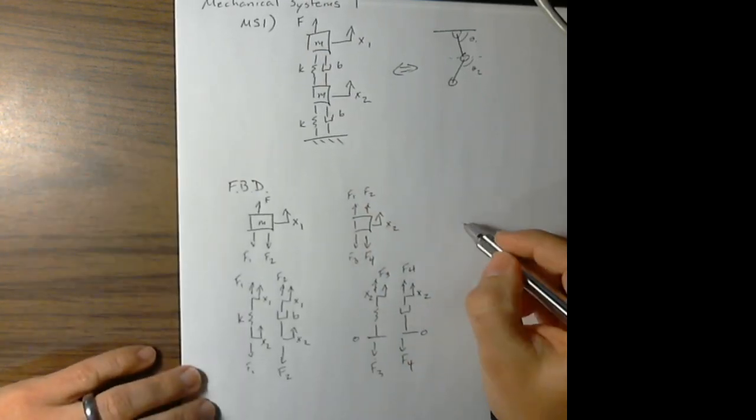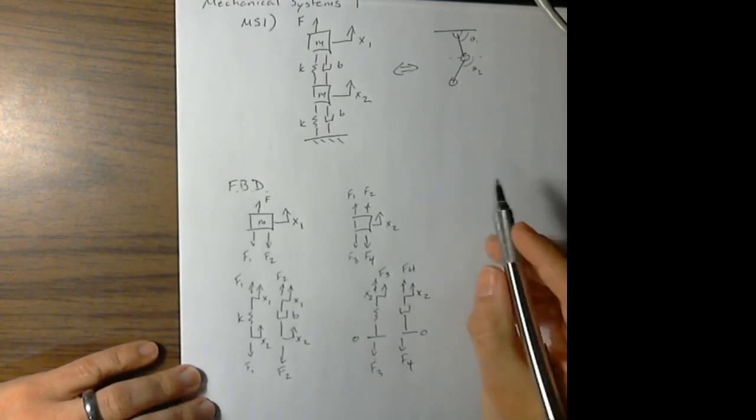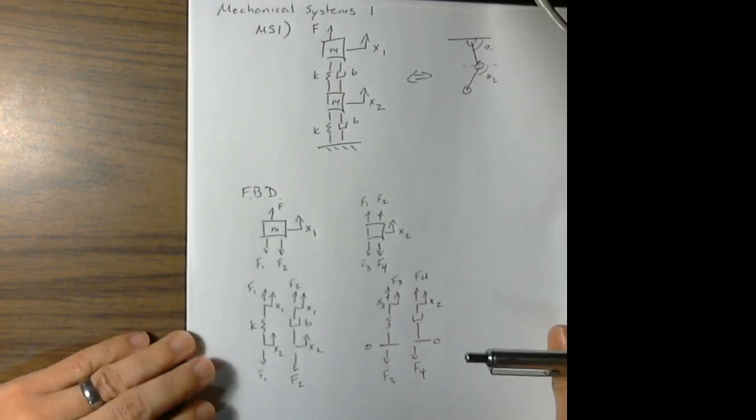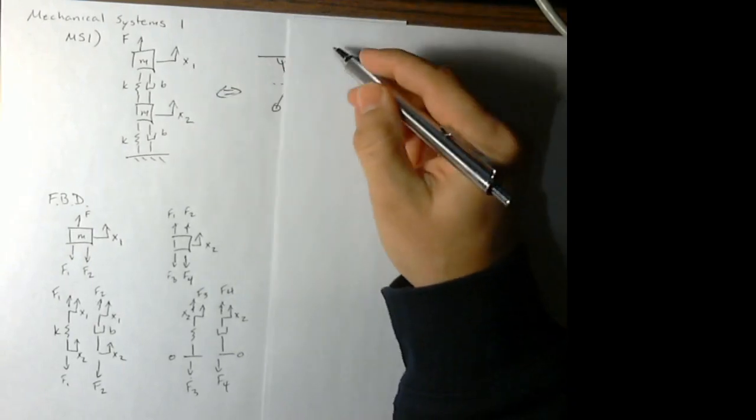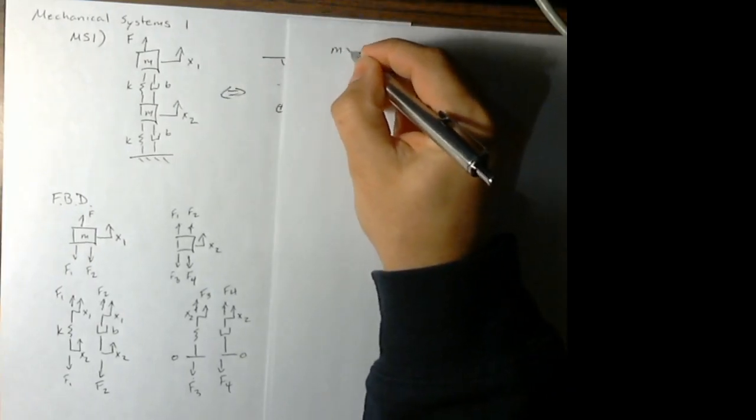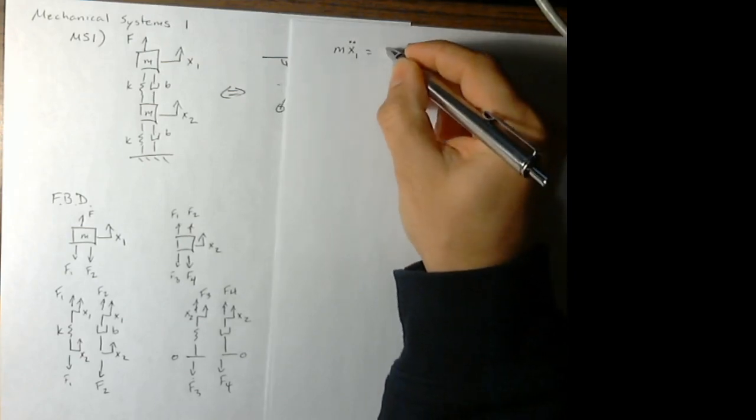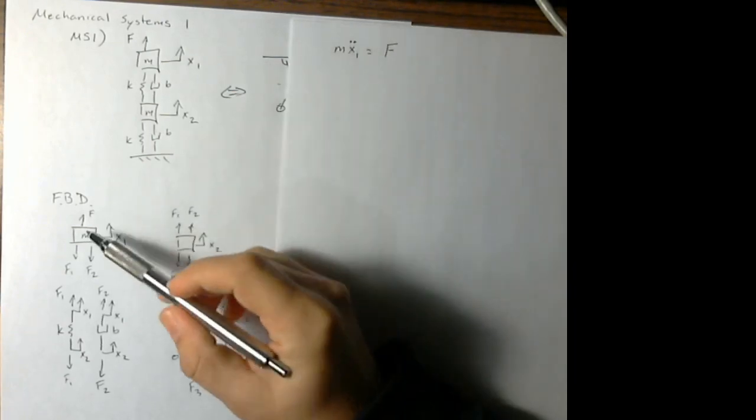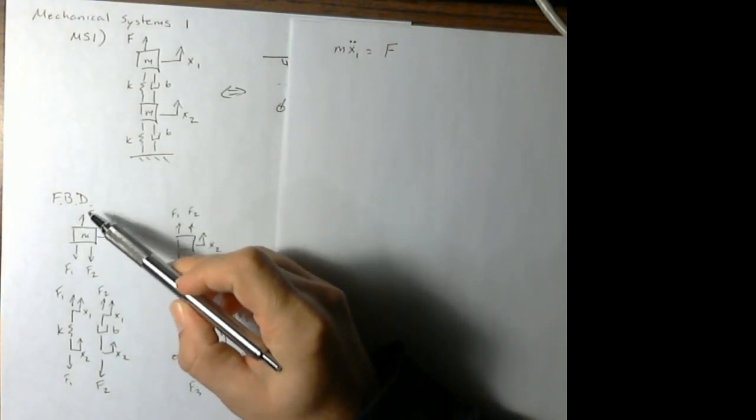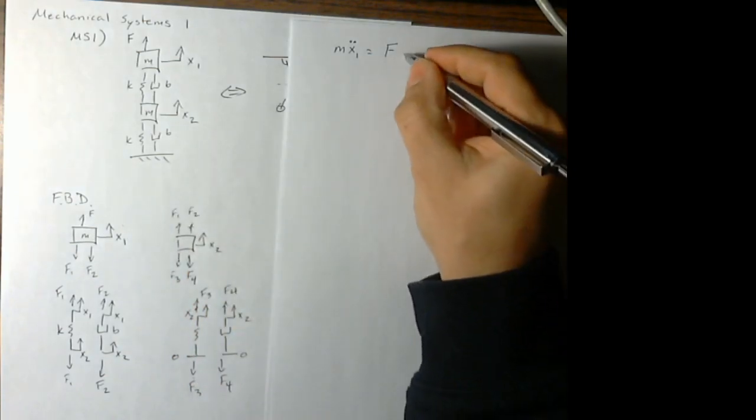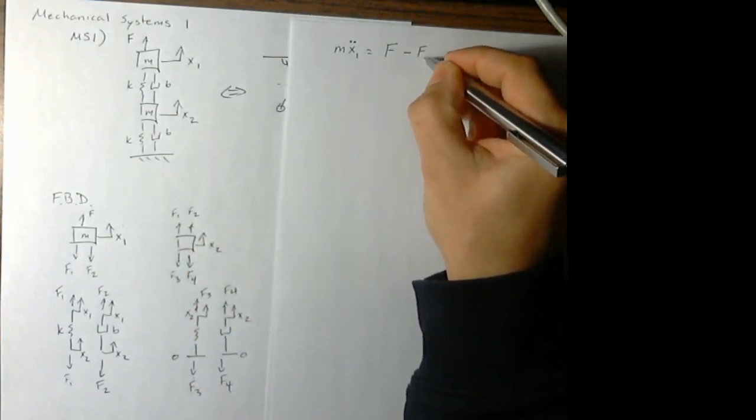Now we can start to write our governing equations. So let's set this aside, and we can start to write governing equations. It's hard to get this all in shot. I'll have to get better at this. All right, so why don't we start with mass 1 here. No need to think, m x1 double dot is equal to the sum of the forces. Clearly we're going to have F positive because the applied force, F, is in the same direction as the coordinate system. And for the same reason, F1 and F2 will be negative.